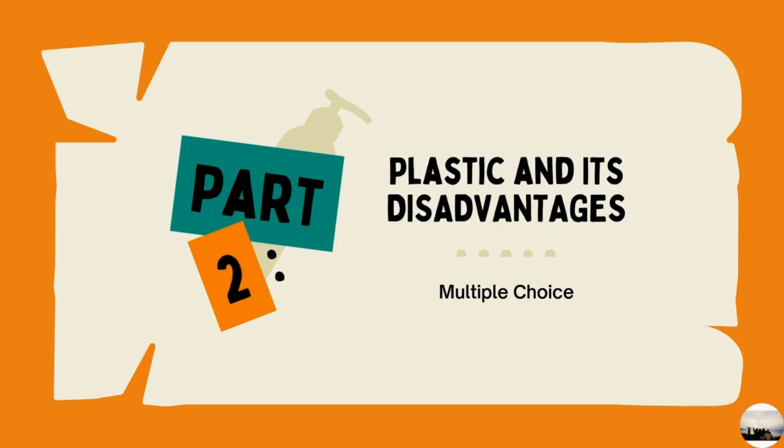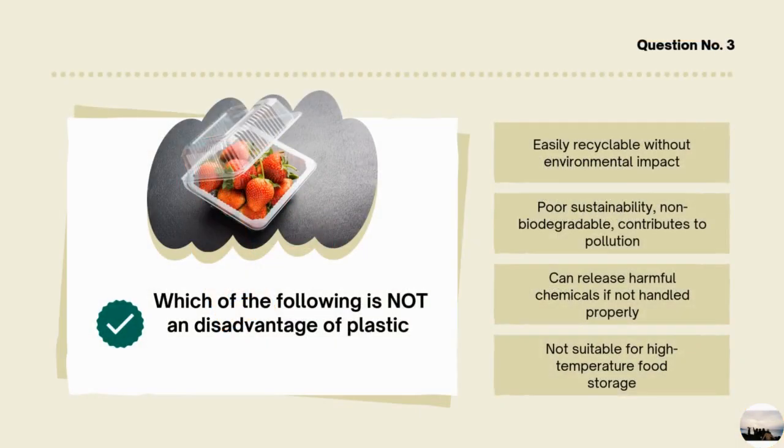Now moving on to disadvantages. So which of the following is not a disadvantage of plastic? So yes, plastic actually has poor sustainability, can release harmful chemicals, and is not suitable for high temperature food storage. However, on the bright side, many plastics are recyclable, helping to reduce waste when disposed of properly.